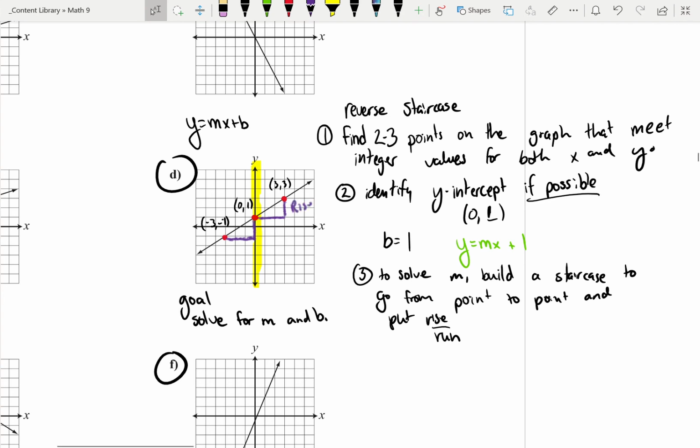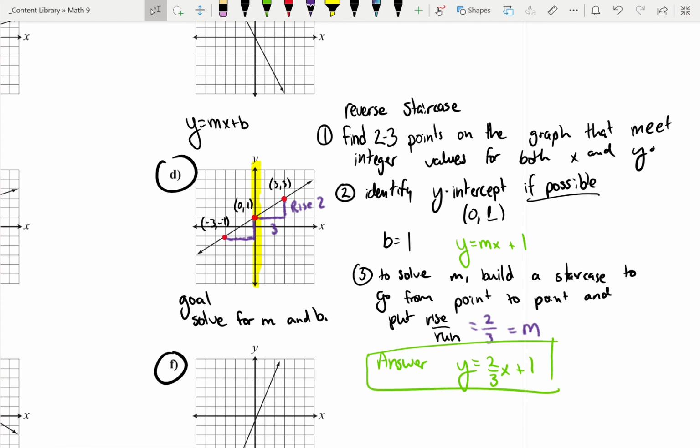If I look at my rise, in both cases I go up 2, and in this one I go over 3. So if I go rise over run, I'm looking at 2 over 3. So in this case, this is our m. And then lastly, I can put it all together. So my answer is going to be y is equal to 2 over 3x plus 1. And this is what I mean by saying we don't need to solve for everything. This is actually the equation of our line.